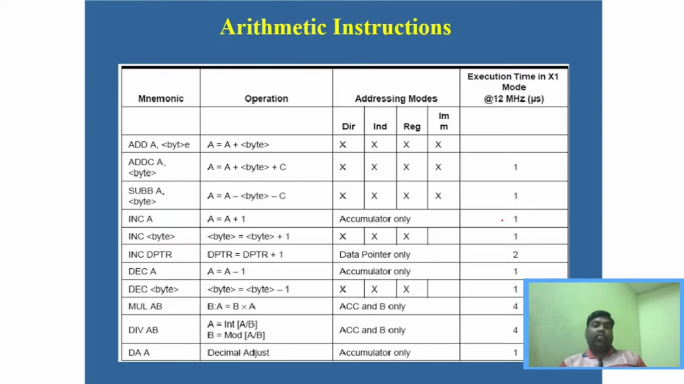So this is the information about the arithmetic instructions. This tabulation is a summary of whatever we saw so far. Here you can see ADD A, byte, and all these three instructions involve direct addressing mode, indirect addressing mode, register and immediate addressing. And INC A involves only the accumulator. This represents which instruction uses which addressing modes, and similarly the execution time of each and every instruction. It is just a summary of what we have seen.